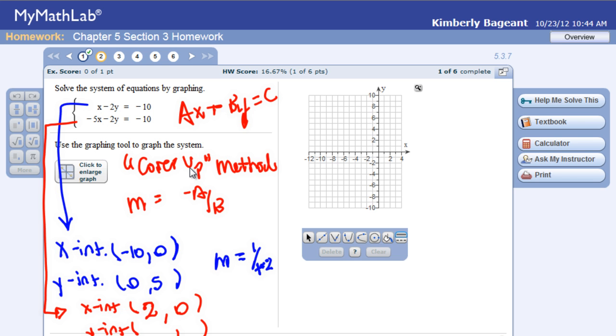And repeat for the y-intercept. Which coordinate, the x-coordinate or the y-coordinate, should be 0? The x-coordinate. So cover up your x term and solve for y. You want to divide by -2 on both sides to get +5.